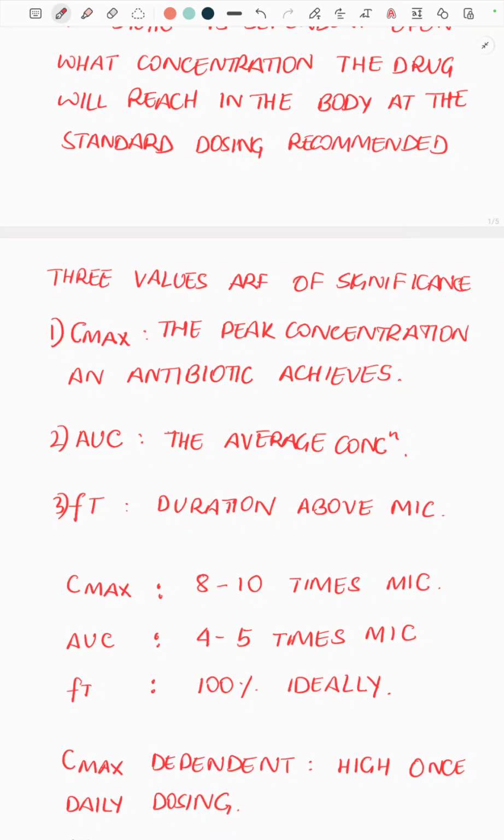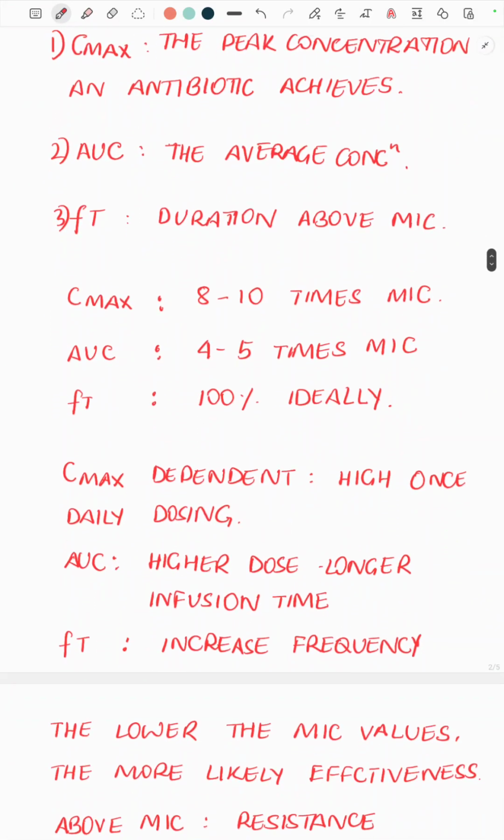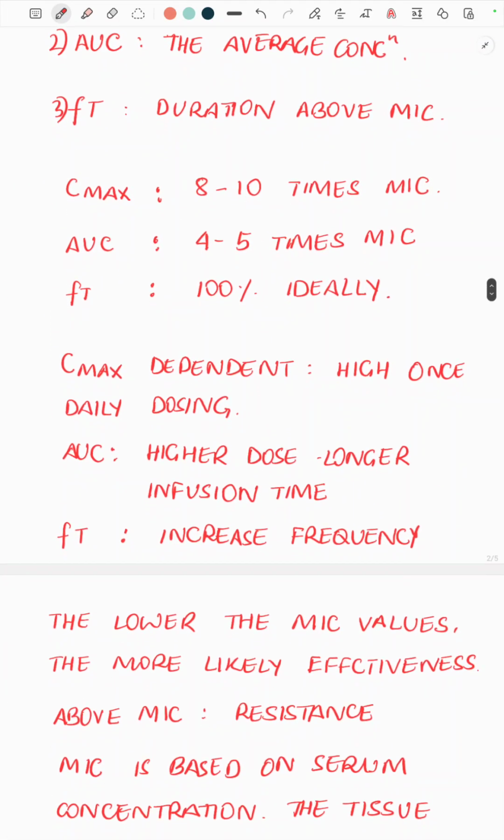But that's hardly seen. We want the CMAX to be something around 8 to 10 times the MIC and the AUC around 4 to 5 times. And ideally, as I said, for 100% of the time. And the only way to know this is by doing therapeutic drug monitoring.